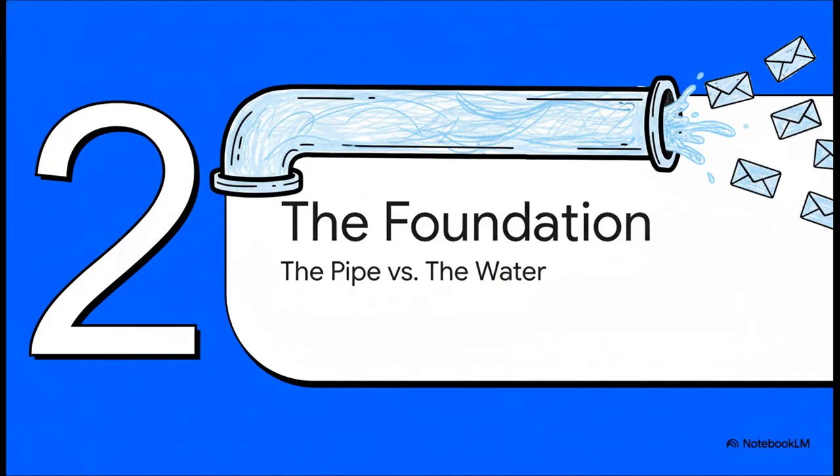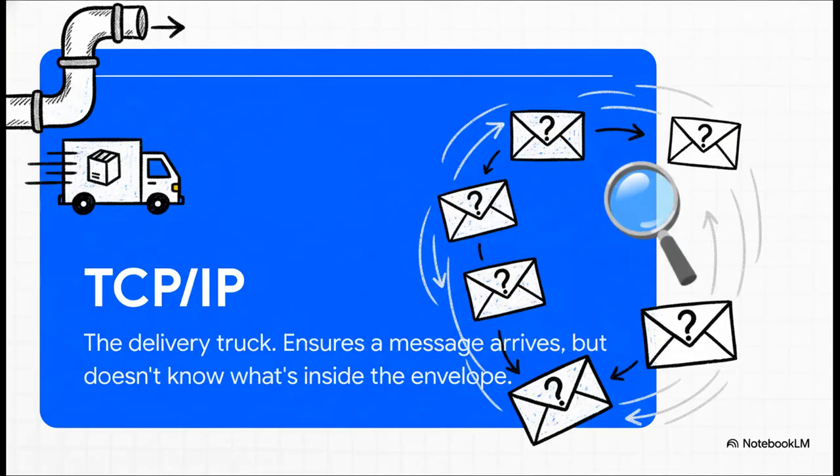Now, looking at that flow, let's zero in on something that trips up a lot of people when they're starting out. And that's the difference between the network itself and the information flowing through it. The best way I know to think about this is the pipe versus the water. The pipe, or the delivery truck, if we go back to that analogy, that's TCP/IP. Its only job is to give you a reliable connection from point A to point B. It guarantees that data gets there, that it's in the right order, and it handles resending anything that gets lost. But here's the key part. TCP has absolutely no idea what's in the message. It's just a delivery service.